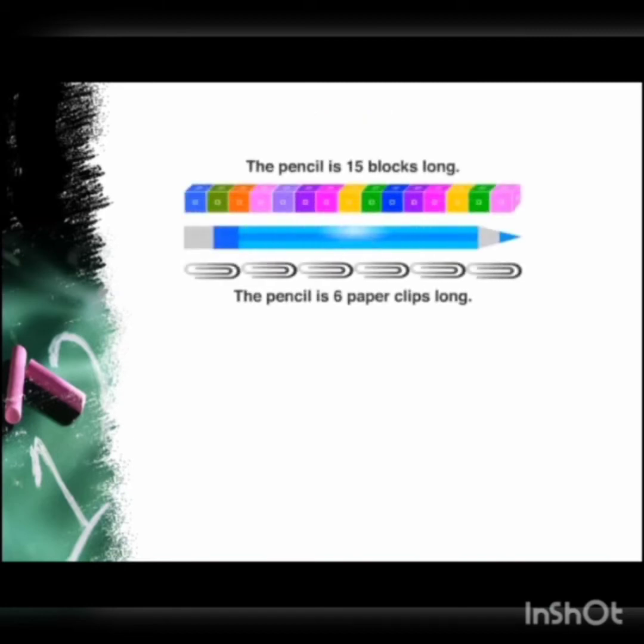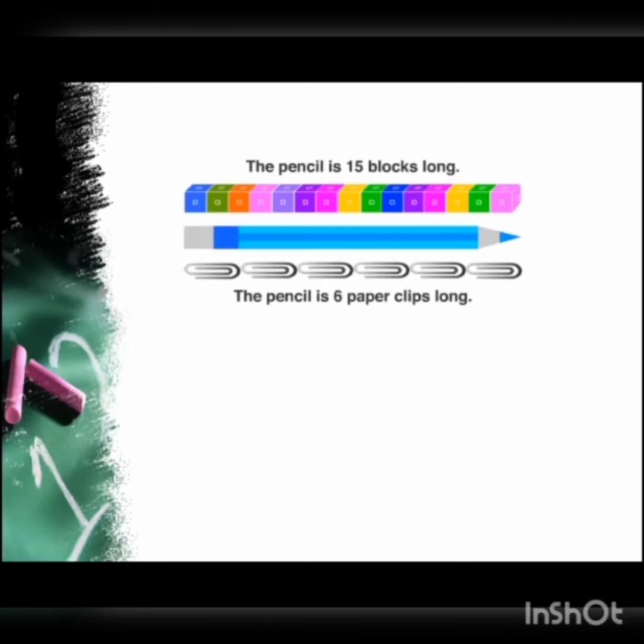We can use different objects as non-standard units. For example, here we can say that the pencil is 15 blocks long. Also we can say the pencil is 6 paper clips long. So blocks and paper clips are objects which can be used as non-standard units.